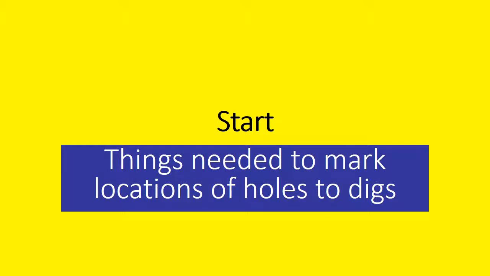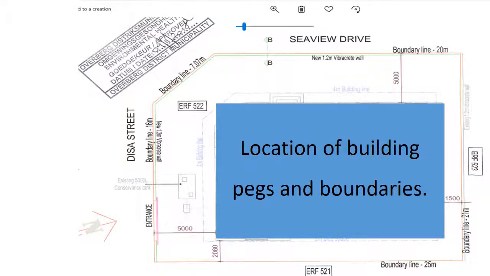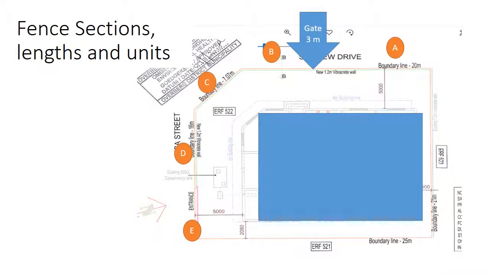Let us start with the things you need to mark the locations of the holes to dig. You need, of course, the location of the building pegs and the boundaries. The best place to find this very accurately is, of course, your approved building plan. You also need to determine the fence sections as well as the lengths of the Vibracrete unit.